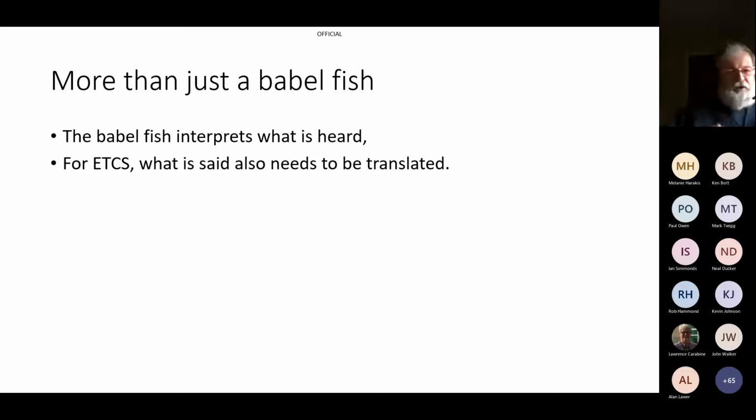The slight difference is that because messages flow in both directions with ETCS, what you say also needs to be translated. And I suppose I could have found one of those apps where you can talk in Japanese or talk to it and it will talk in Japanese for you, and vice versa.